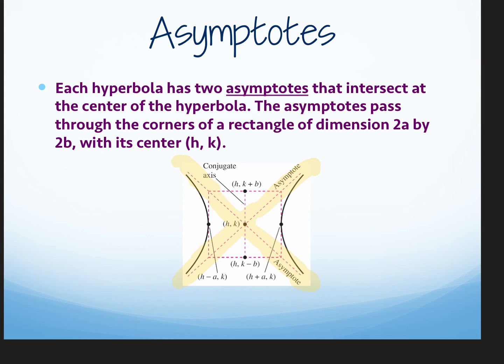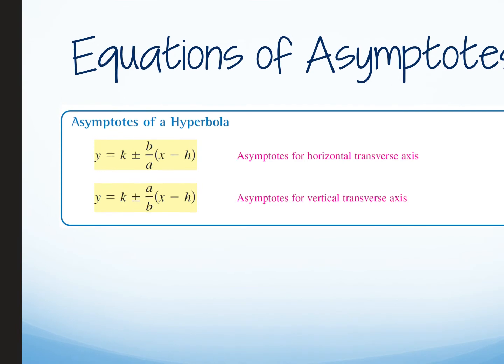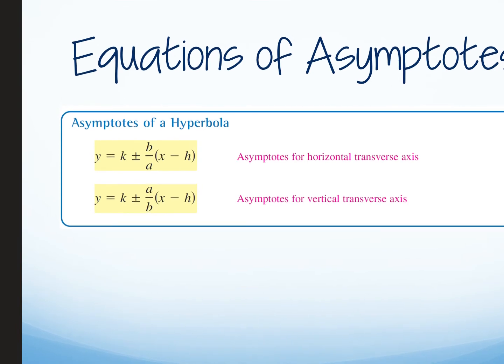If you drew a box around your co-vertices to your vertices, if you connected the dots, it would make a nice pretty rectangle inside. Some of them are smaller, some of them are a little bigger, but it would make a rectangle inside. We're going to talk now about the equation of the asymptotes of hyperbolas. If you have a horizontal transverse axis, this is the equation that you use: y equals k plus or minus b over a times x minus h. The only thing that changes here is the a and the b.